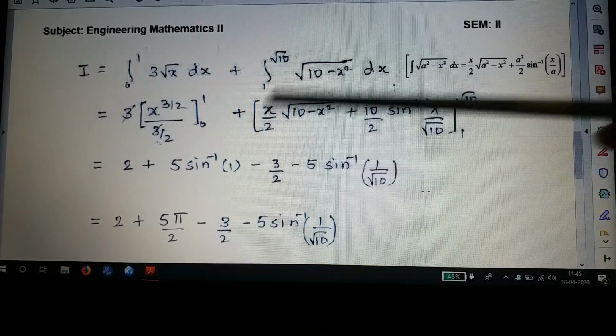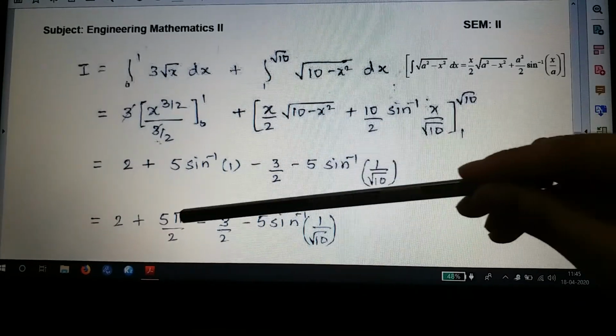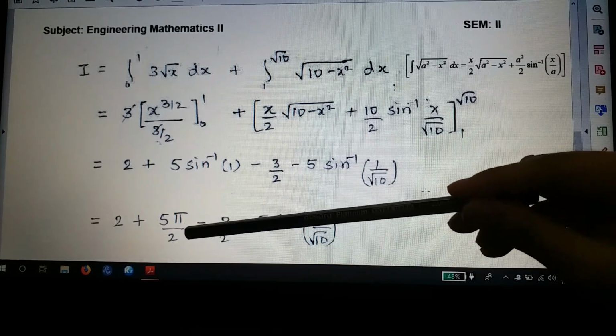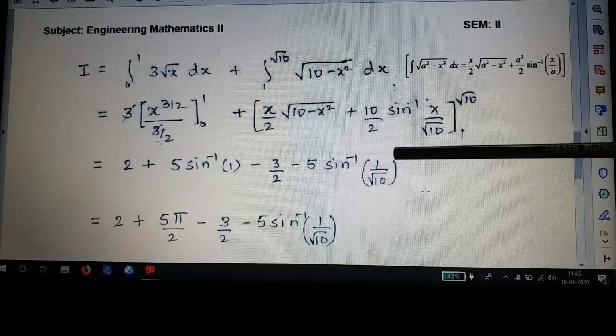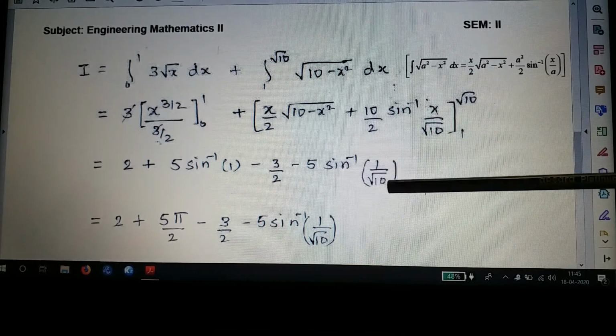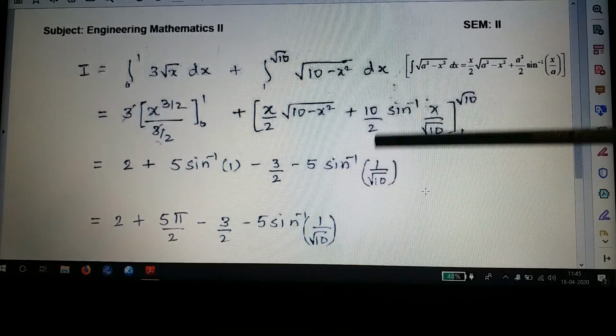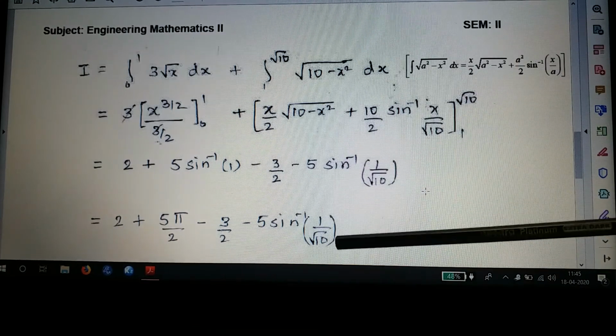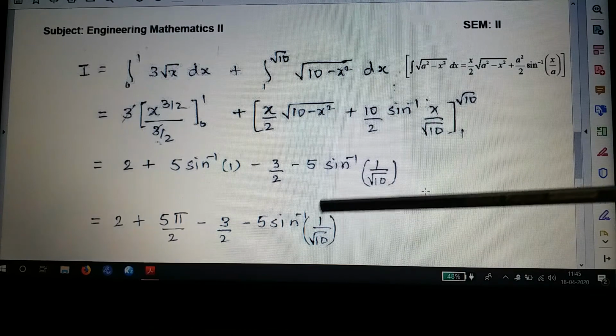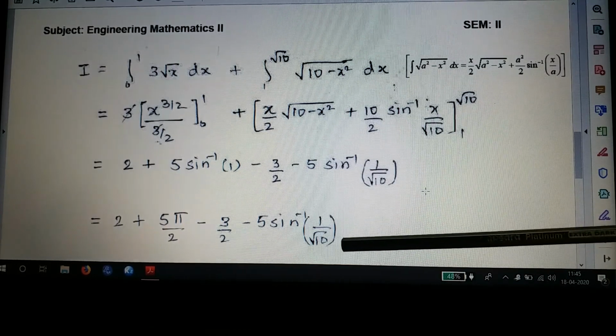Now sine inverse 1 is pi by 2. So that is substituted here. Rest everything is written as it is. See, 1 by root 10 is not a standard value for sine. So we do not evaluate the sine inverse. It is not necessary to get a value for the sine inverse. You can keep it as it is.